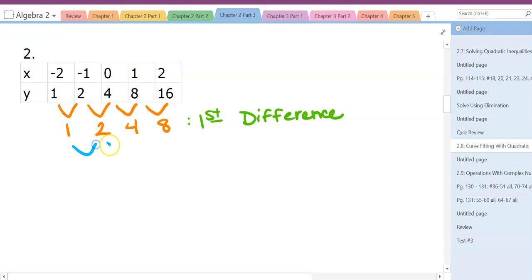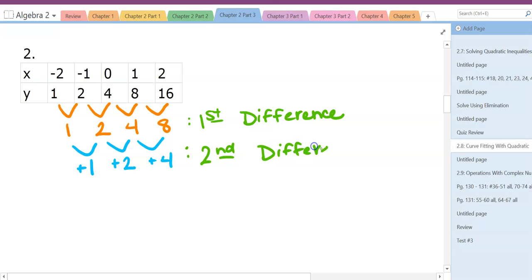Let's take a look at the second one then. 1 to 2 is still plus 1. 2 to 4 is still plus 2. 4 to 8 is still plus 4. Oops. So that's not the same number. Okay, this is your second difference. It's not staying constant. That means that this one should not be quadratic. So we would just say not quadratic for this one.